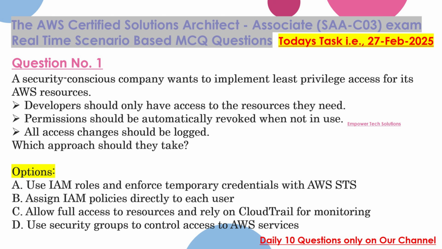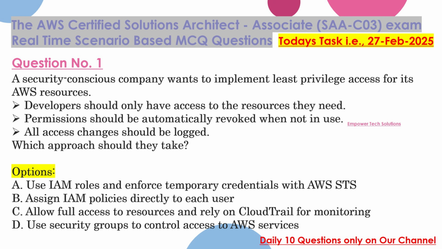Question 1. A security-conscious company wants to implement least privilege access for its AWS resources. Developers should only have access to the resources they need. Permissions should be automatically revoked when not in use. All access changes should be logged. Which approach should they take?